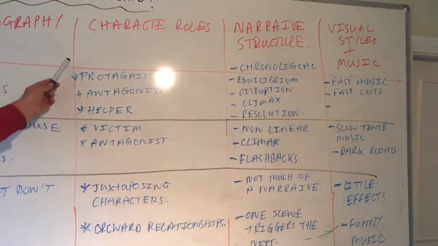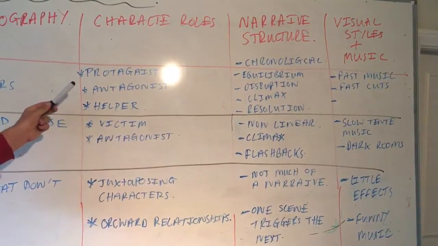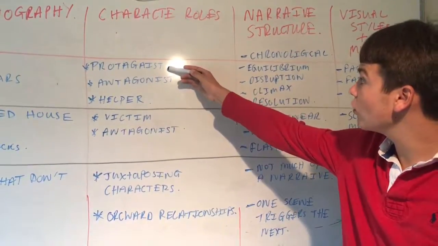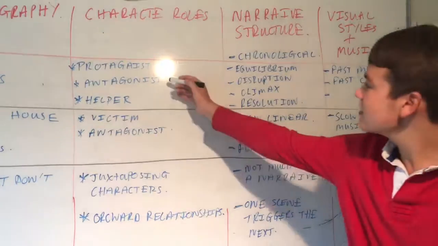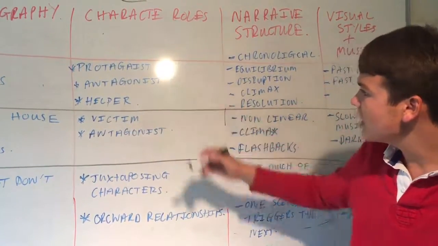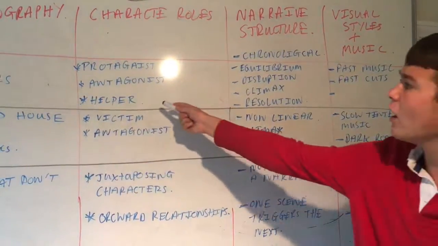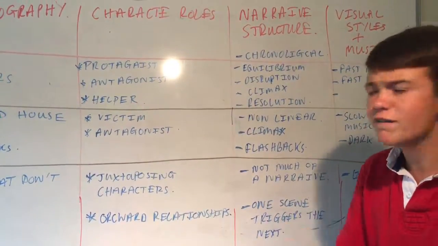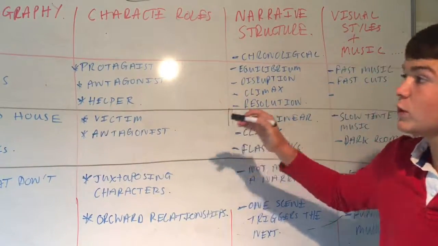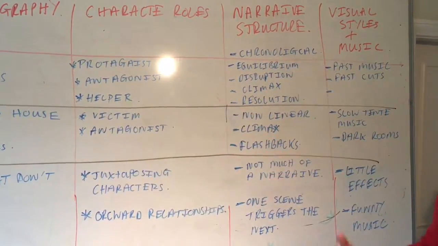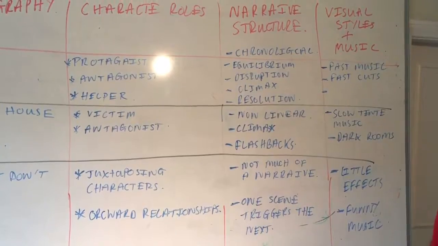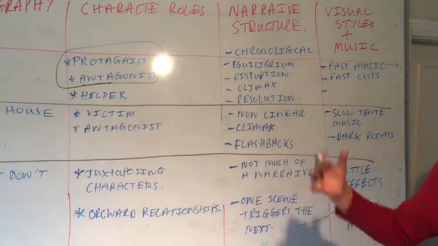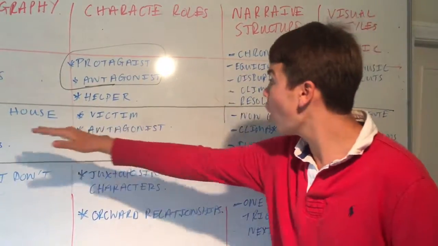Now, character roles that would make up an action genre, for example, we would have protagonist, which is, of course, the hero. The antagonist, which of course is the villain. The helper. This might be the helper of the protagonist, the hero, or the helper of the antagonist, the villain. They're typical character roles which would make up an action genre. Generally, in every single action film, you will always find a protagonist and an antagonist. It always happens.